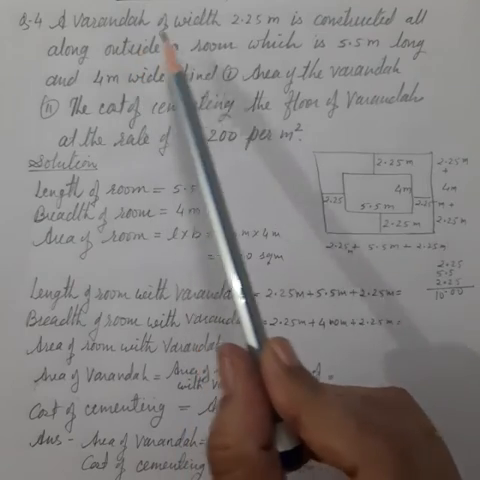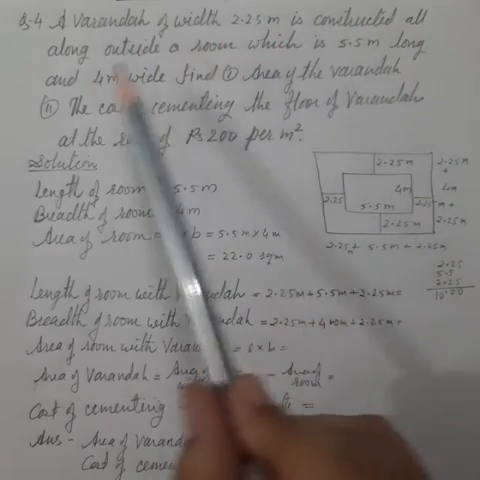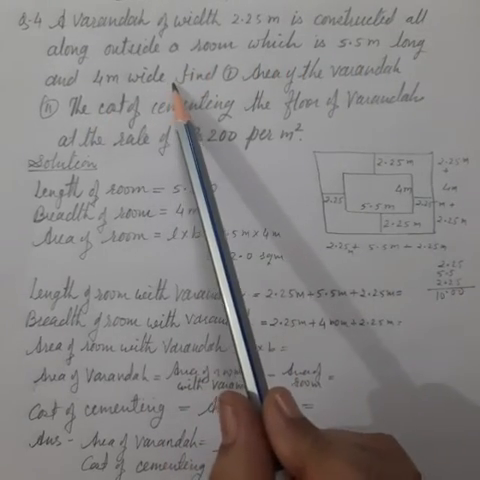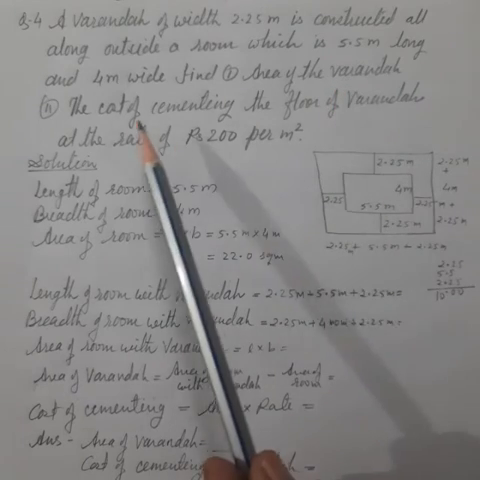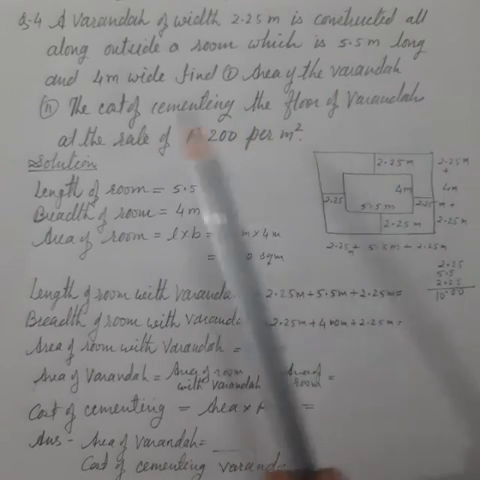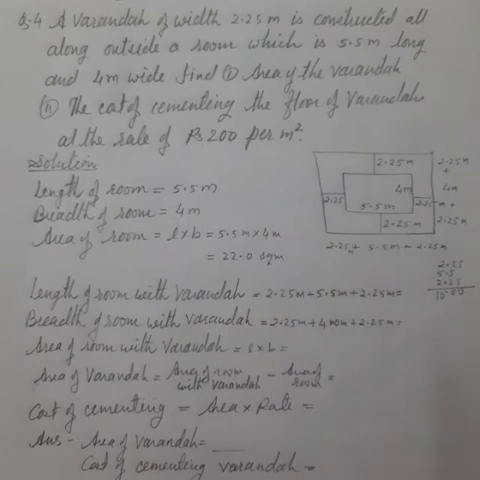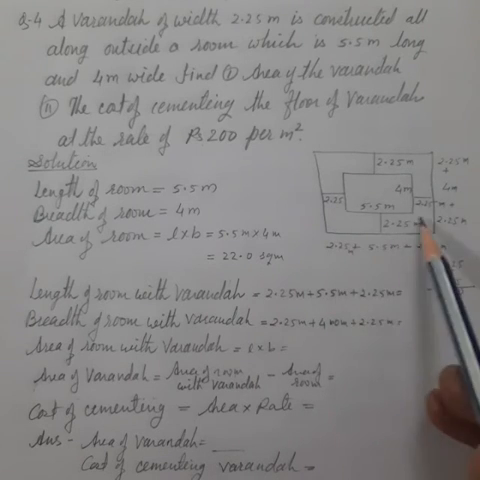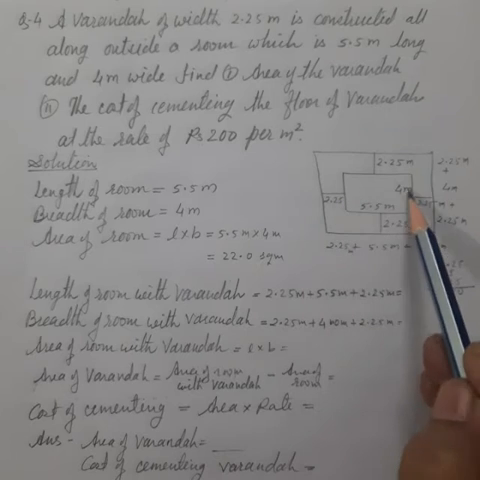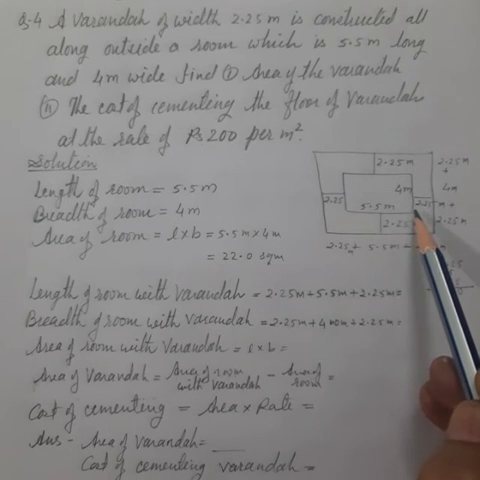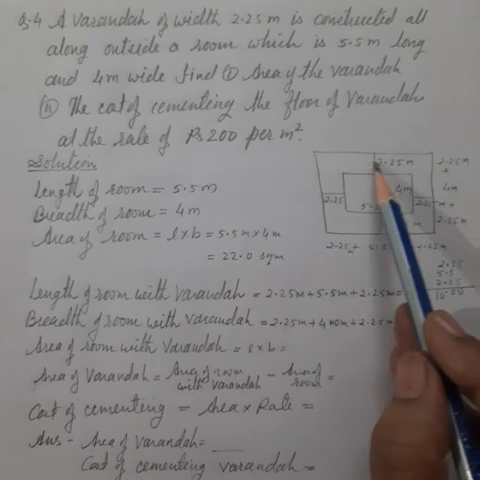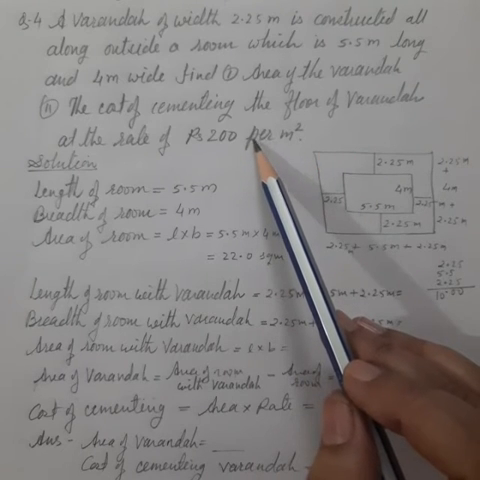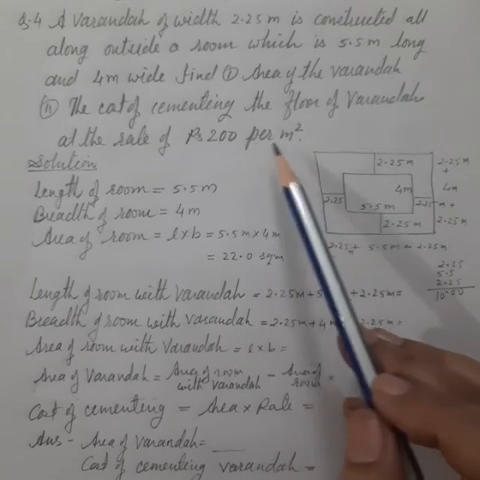Question 4. A veranda of width 2.25 meter is constructed all along outside a room, which is 5.5 meter long and 4 meter wide. We have to find out the area of the veranda and the cost of cementing the veranda at the rate of rupees 200 per meter square. Here a veranda is constructed all along the boundary from the outside of a room, which is 5.5 meter long and 4 meter wide. We have to find out the area of this veranda and cost of cementing the veranda at the rate of rupees 200 per meter square.